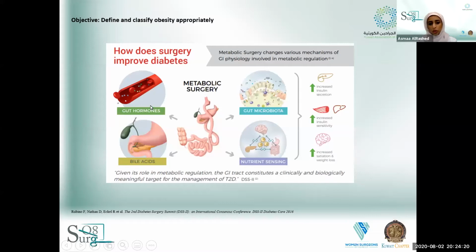So it alters your gut hormones, it affects your microbiota, it affects the bile acids, and also nutrient sensation. Eventually, it results in a lot of physiological changes that result in the benefits of bariatric surgery. And part of that is the weight reduction.